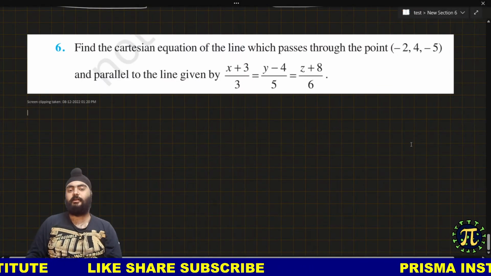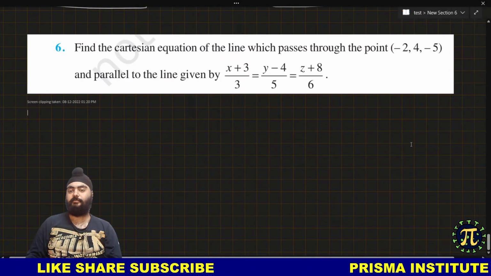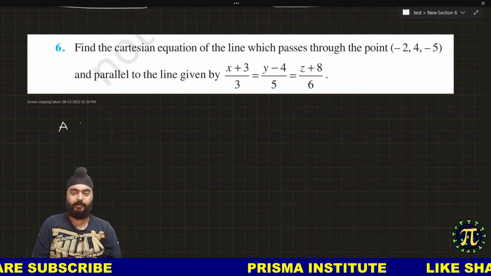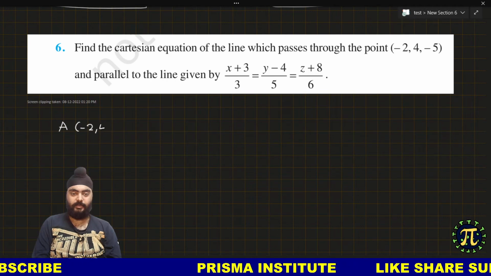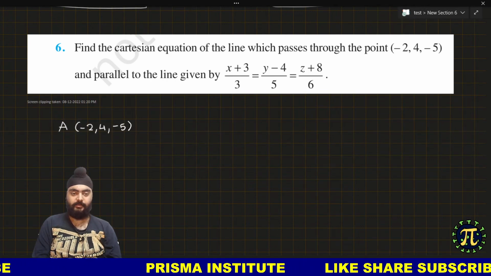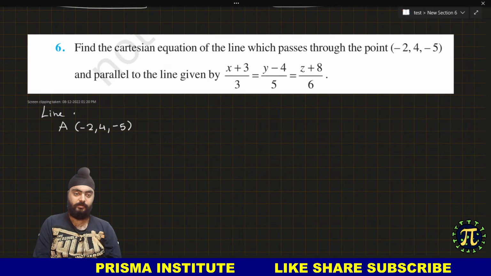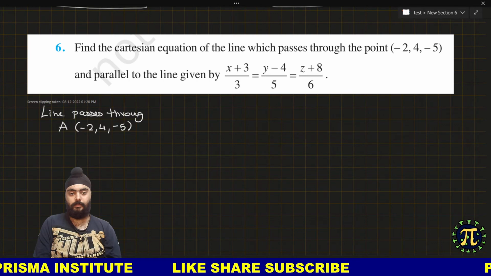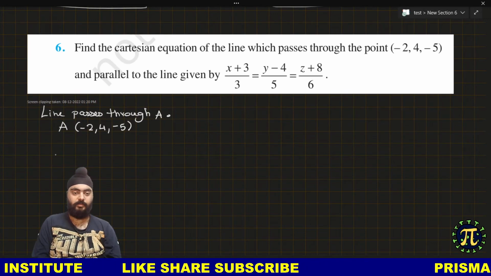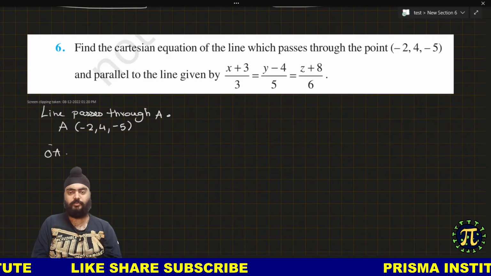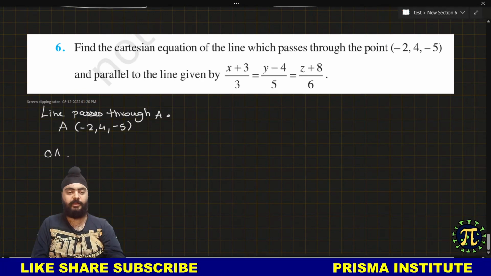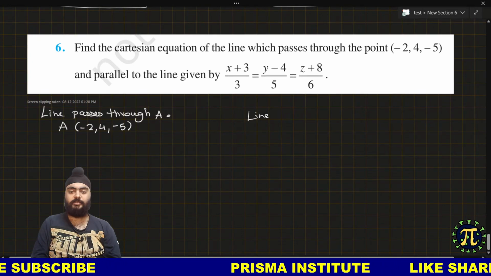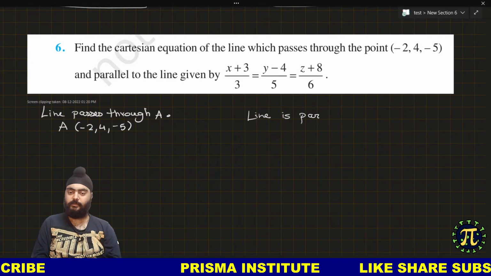Okay, find the Cartesian equation of the line which passes through the point. Okay, so a point given है. So this is minus 2, 4, minus 5. This is a line passes through this point, right? Okay. Passes through a. Okay, so OA vector जरूरत नहीं है, हमें कार्टेशियन फॉर्म ही चाहिए, so मेरे को small a वेक्टर निकालने की जरूरत नहीं है. Okay, so and line is parallel to this vector. Line is parallel to this line.